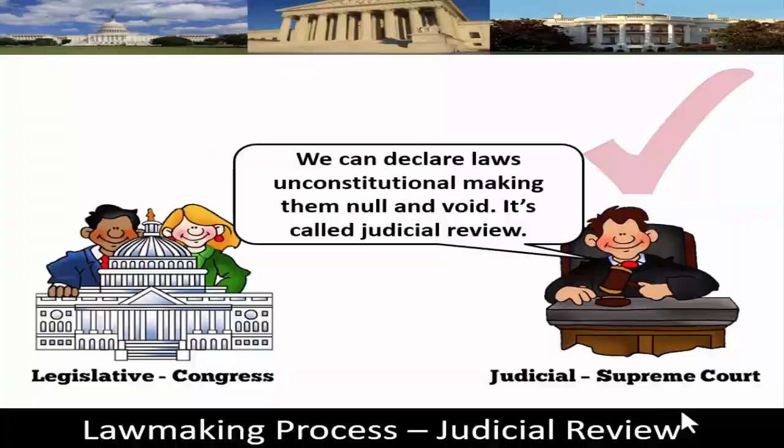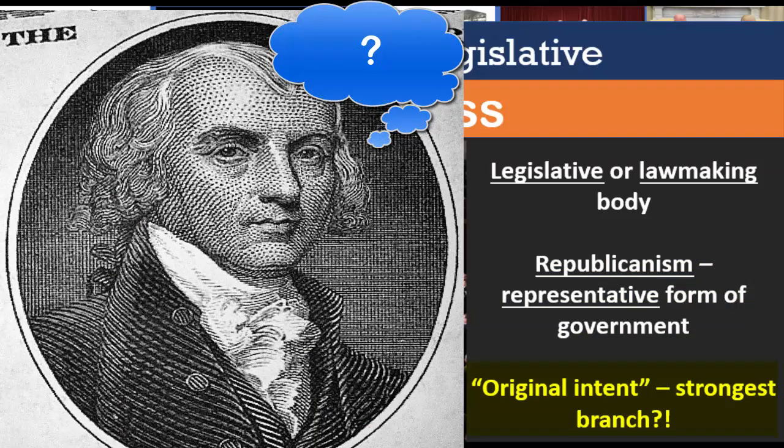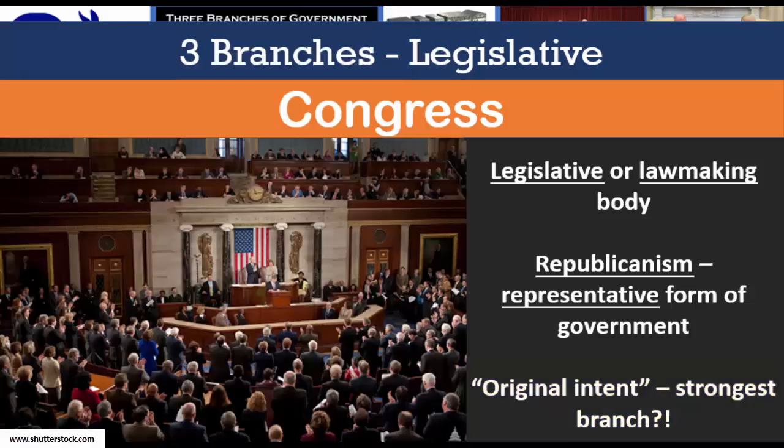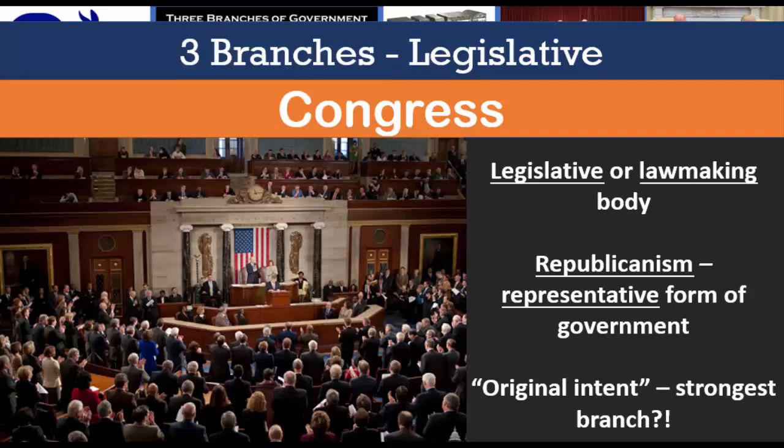So let's start by looking at Congress, the legislative or lawmaking body, which represents the constitutional concept of republicanism with a small r. Now remember, when you see or hear the phrase original intent, you want to think about what the framers of the Constitution meant at the time of its drafting. And with a large amount of powers and responsibilities given to the Congress beyond just making laws, the framers obviously intended it to be the most powerful branch. But we'll look at how that dynamic has changed.